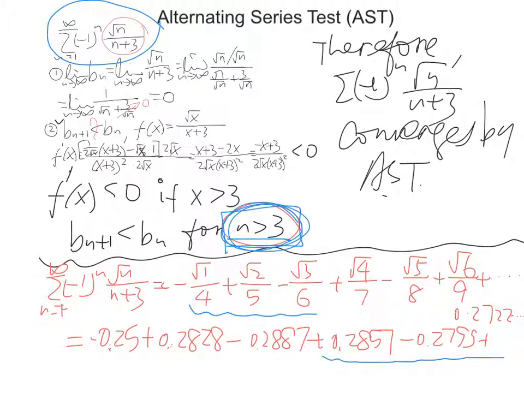But this is going to be true only for n greater than 3. And then we conclude, we say, okay, the infinite series, the alternating series, converges. I hope this helps.